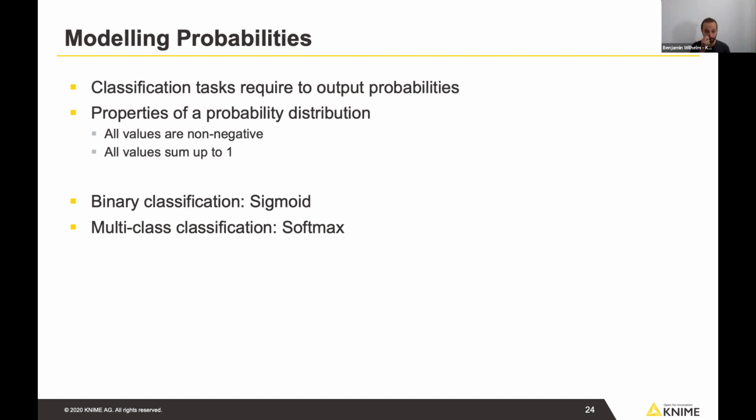So if you want to do binary classification, that's very easy to achieve. You can just use one single output neuron and use the sigmoid activation function, because it's always between 0 and 1, and it will be just the probability of the first class. For multi-class classification, you can use the softmax activation function and use as many output neurons as you have classes, and then the softmax activation function will normalize the outputs to be a probability distribution.